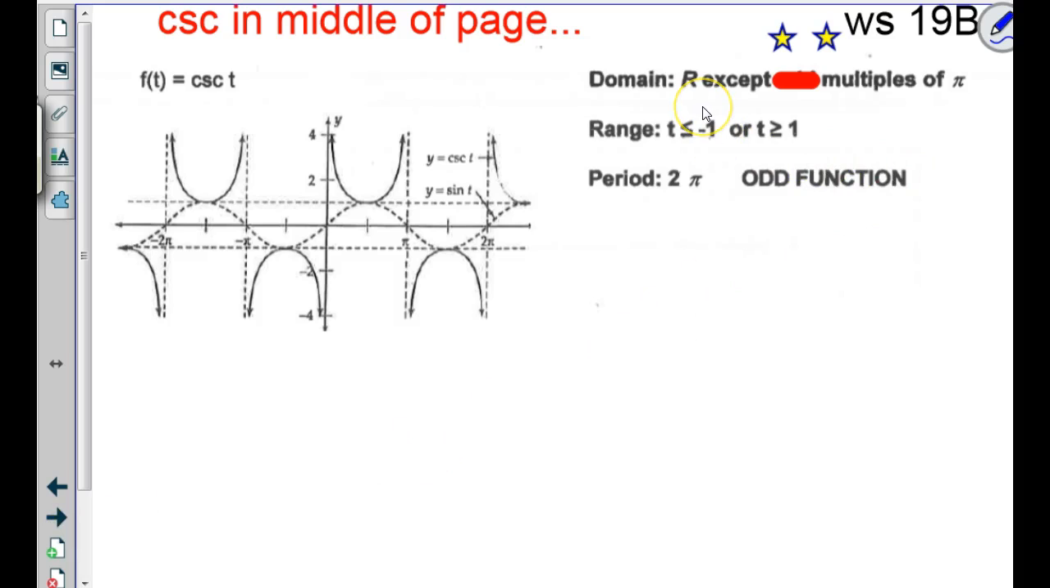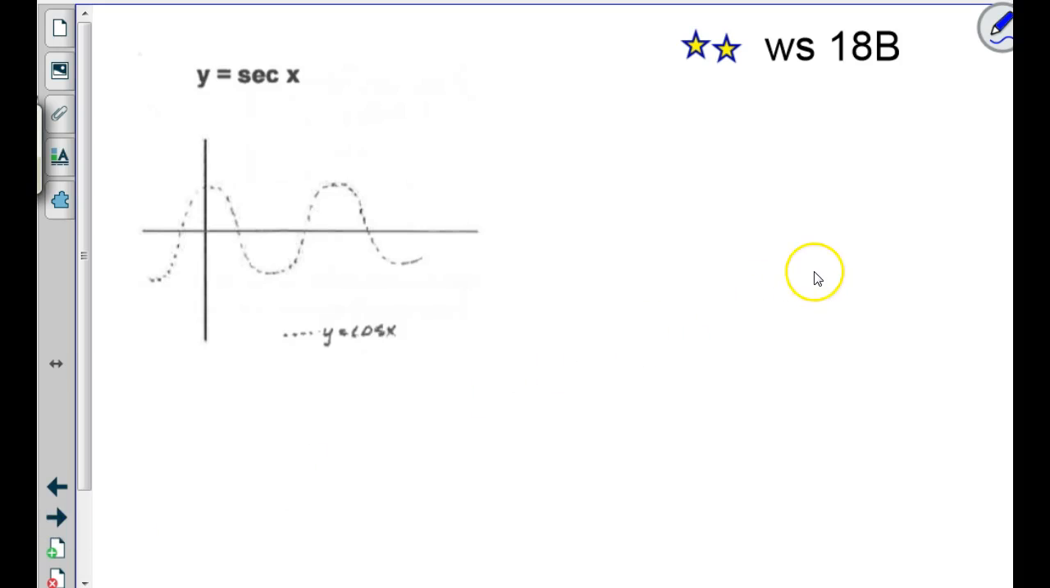And the domain is left to right. It's all real numbers except everywhere that it hits pi. And the range is greater than +1 or less than -1. It's undefined in there. I'm not going to ask you that probably. And because it was a reciprocal of an odd function, it is also an odd function. All right, back on 18.